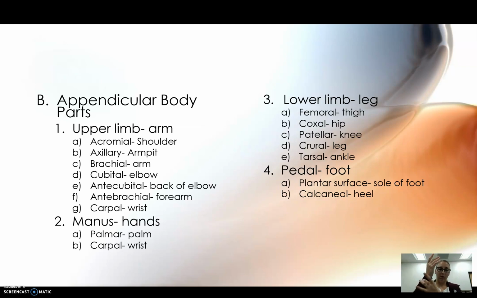Antebrachial is your forearm, and carpal is wrist. Manus is hands. Palmar is here in the palm, and carpal is actually the wrist itself. Okay, so manus, oh, we have carpal there.